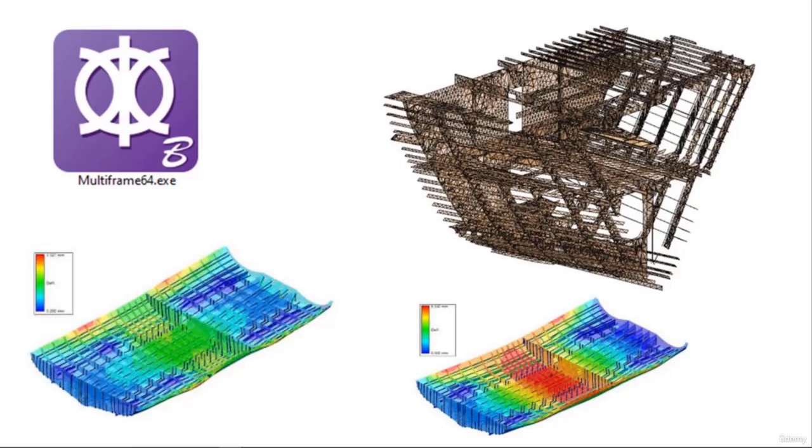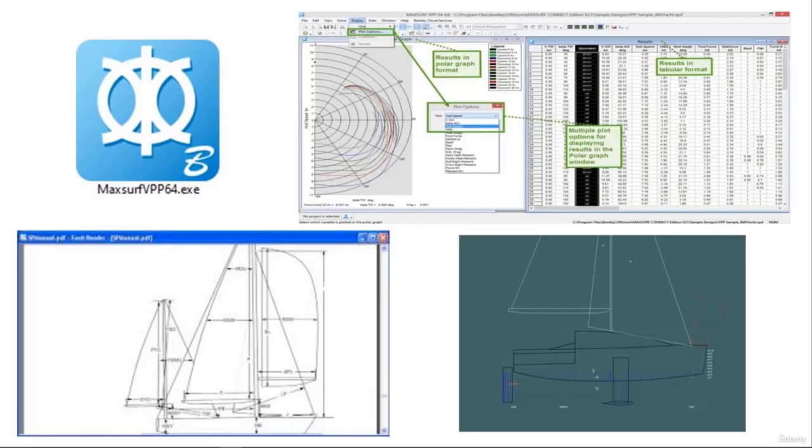The Multiframe module is the MaxSurf structure analysis module. It's a module where you can make structure analysis of land or sea structures. It allows analysis on issues such as strength, temperature and vibration. Finally, the MaxSurf VPP module. VPP is the MaxSurf sailing module. With this module, you can design sails and calculate how many knots the boat can make with the sail it has, according to the wind speeds.